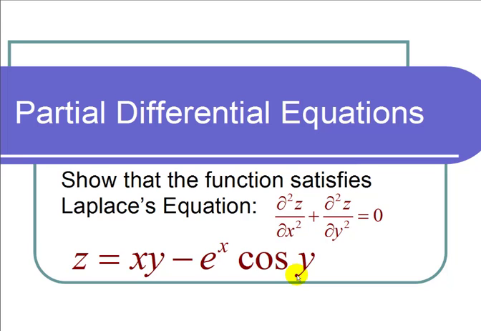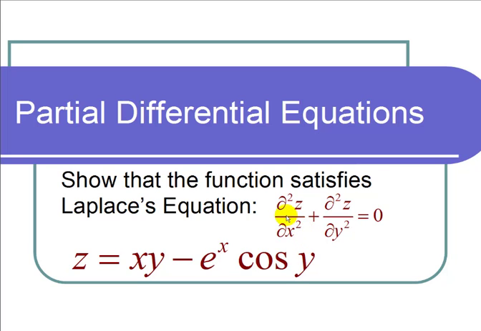So let's first recall the notation. Del squared z over del x squared means the second partial derivative of z with respect to x. And del squared z over del y squared means the second partial derivative of z with respect to y. So to find the second partial derivatives, I need to first find the first partial derivatives.